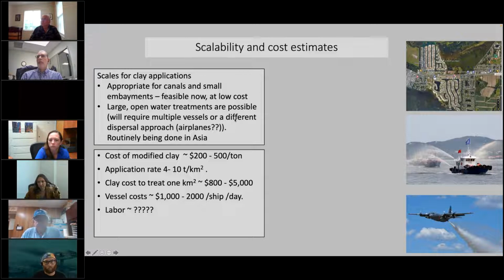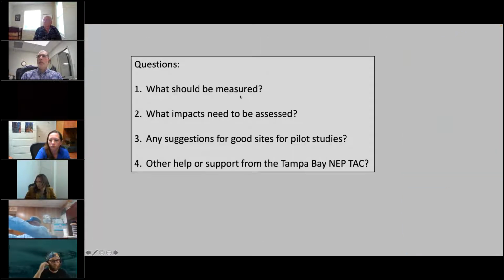That's being done elsewhere, but it's going to require multiple vessels like you see here in China, or maybe a different approach. And the Chinese are testing right now the same approach you use for spraying mosquitoes, but in this case you could spray the clay and cover large areas potentially much more cheaply and effectively than with these vessels. I won't go through the costs because it's going to vary a great deal by the scale and the labor involved, but this is one of the cheapest of all of the control strategies that are out there. So that's it for me.